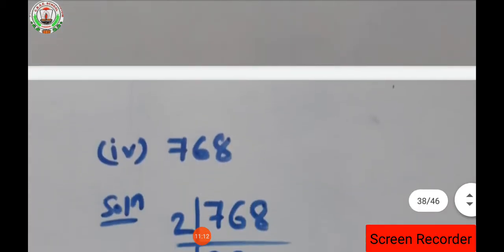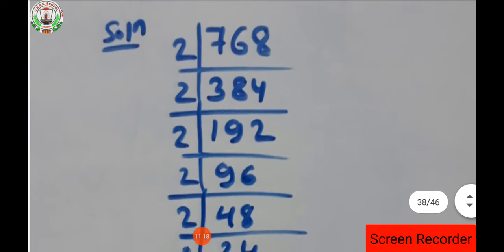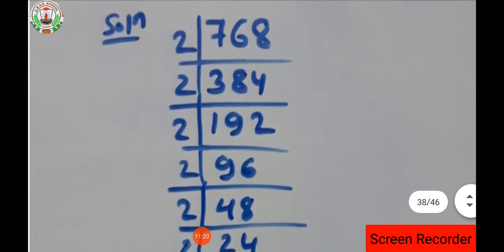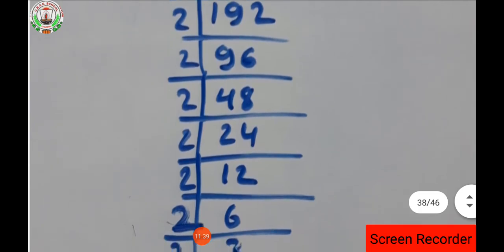Next, fourth part, what is 768? Can you do it on your own? Of course you can do it. It's a very easy one. It goes by the table of 2, 384 goes in the table of 2, 192 goes in the table of 2, 96 times, and 96 goes in the table of 2, 48 times. Now 48 goes in the table of 2, 24, and 24 goes in the table of 2, 12 times.